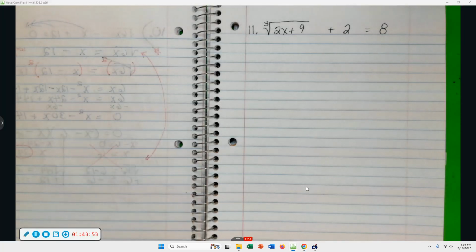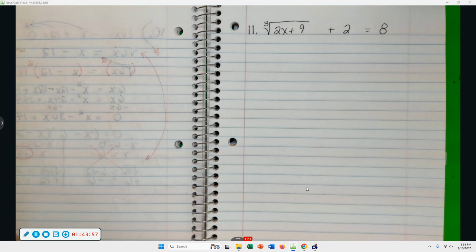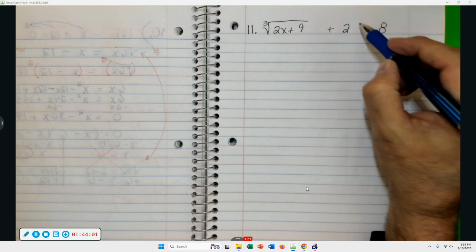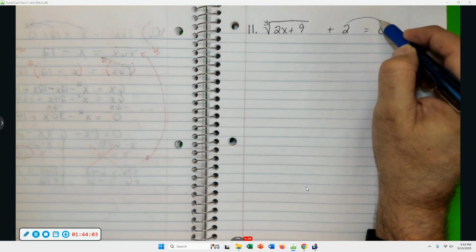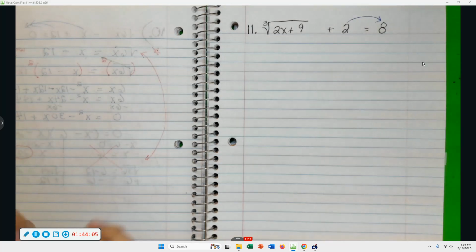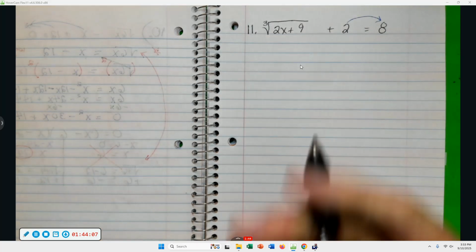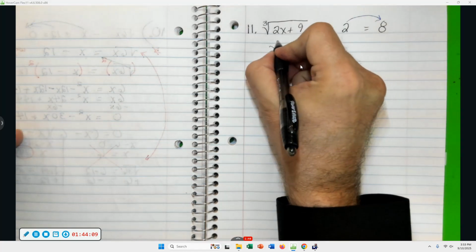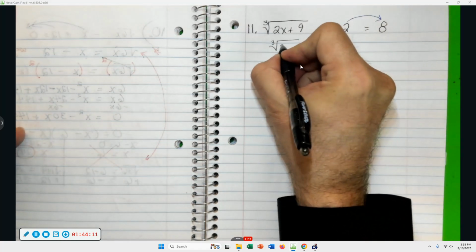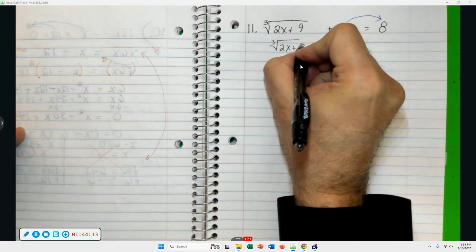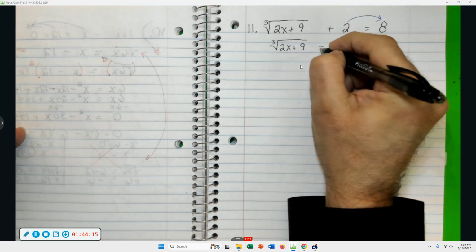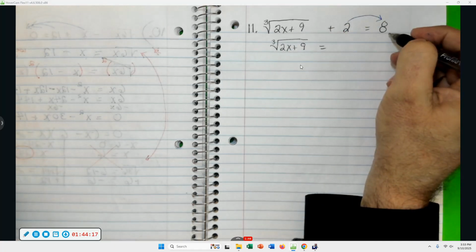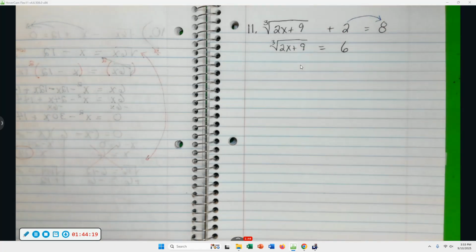Okay, there's only one correct next step. What is it? Someone said to add 6. Yes, you're isolating the radical. You need that radical term by itself. So we have the cube root of 2x plus 9 equals, move that 2 over, get a 6.